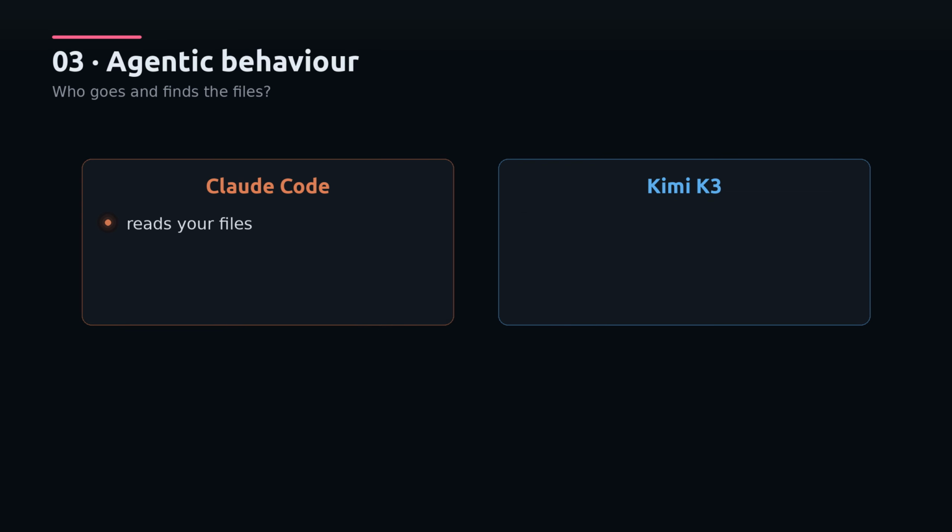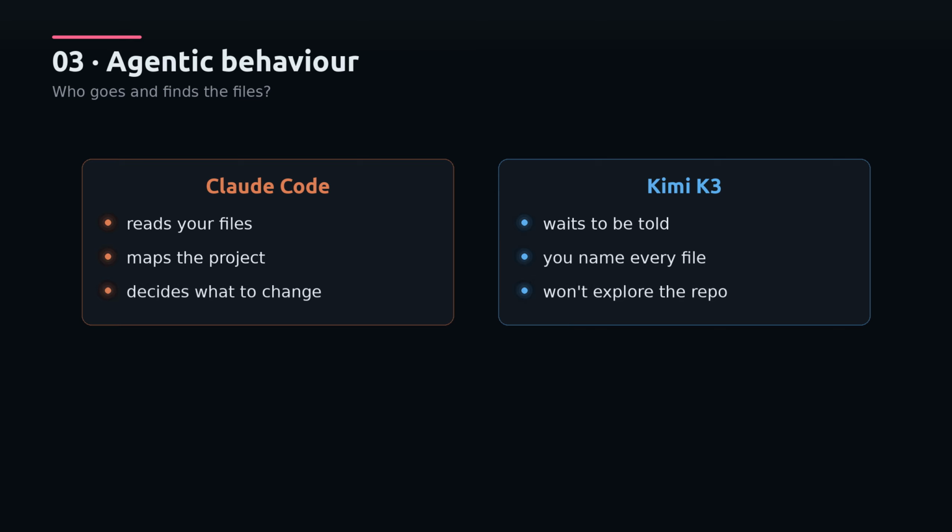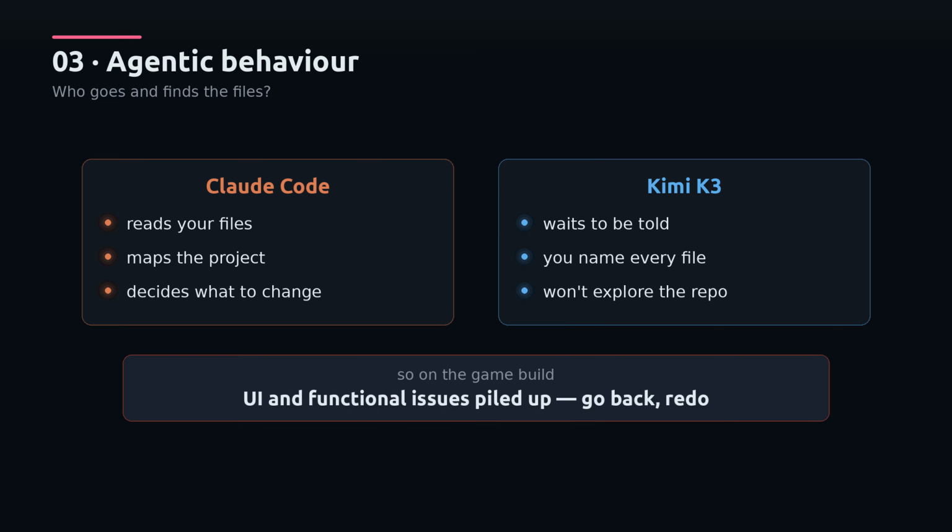And now the agentic behavior. Claude reads your file, understands your project structure, and makes decisions about what to change. Kimi needs more handholding. You have to tell it which files exist. It doesn't autonomously explore your repo the same way. As you have seen in the game, after some time I was having a lot of UI issues and functional issues, and I had to go back and redo a lot of stuff. But that was not the issue when I was using Claude Code.